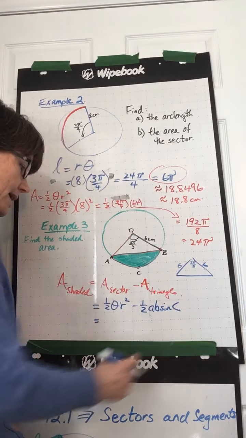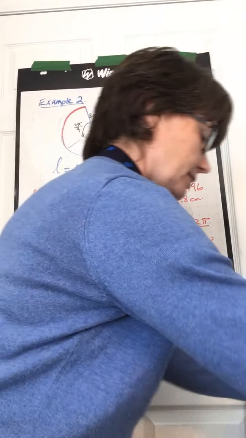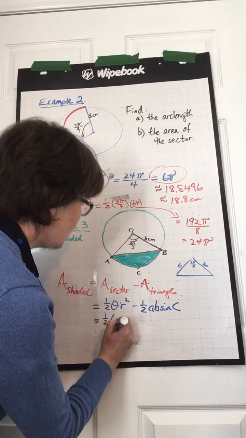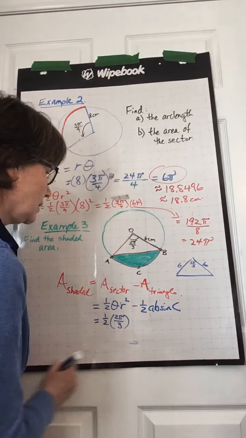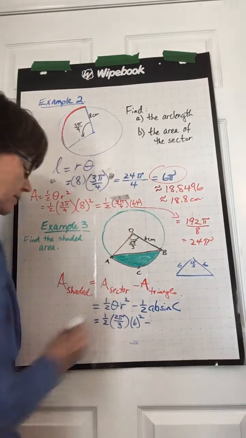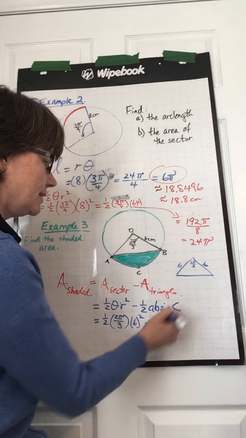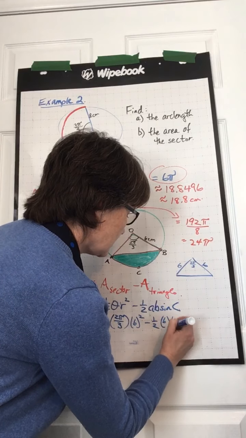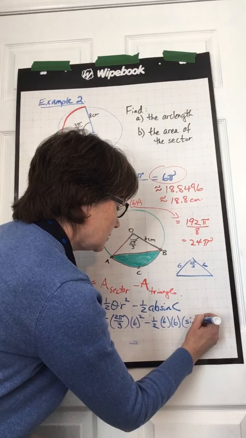All right, 1/2 theta r squared. 1/2 theta is our 2 pi over 3. R is the 6 squared. So that'll be the area of the sector. And then 1/2 AB sine C. A and B are the 2 sides. So 6, 6, and sine of that angle, 2 pi over 3.